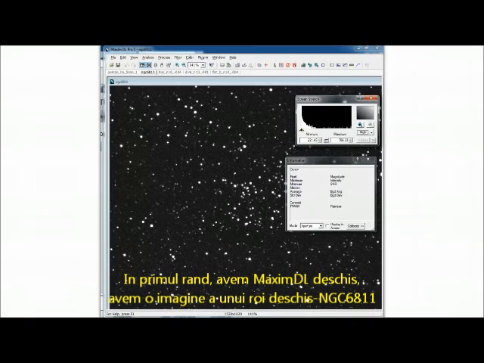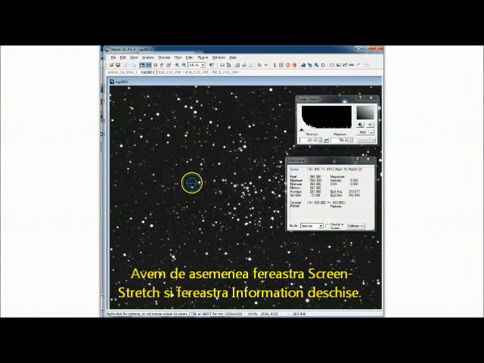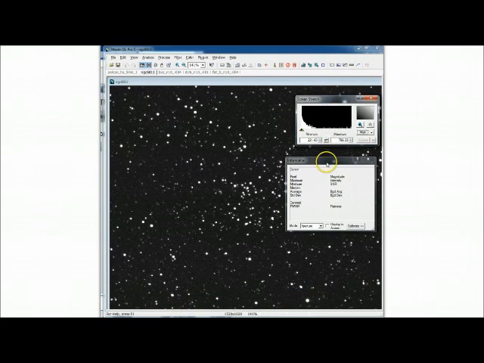First, I have MaxIm DL open here. I've got an image of an open cluster, NGC 6811. I also have the screen stretch window and the information window on, and in the information window I've set it to aperture mode.